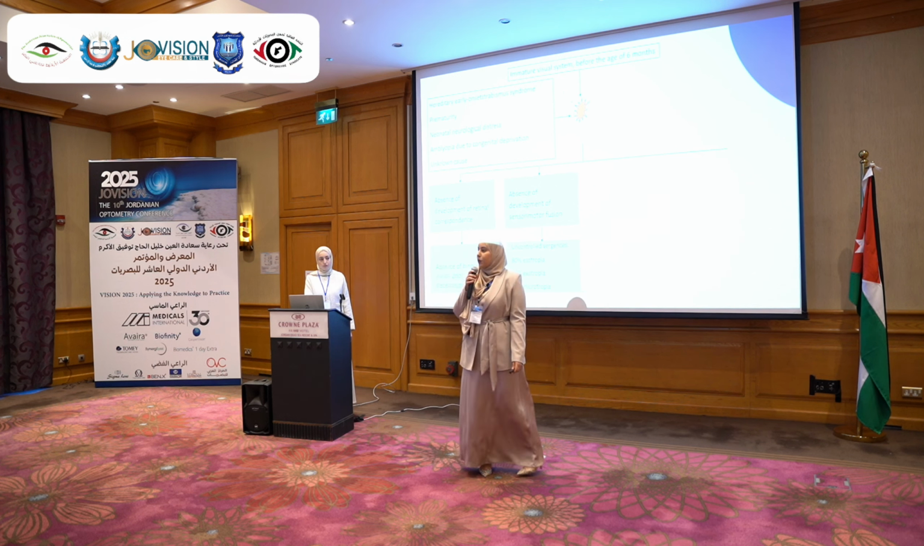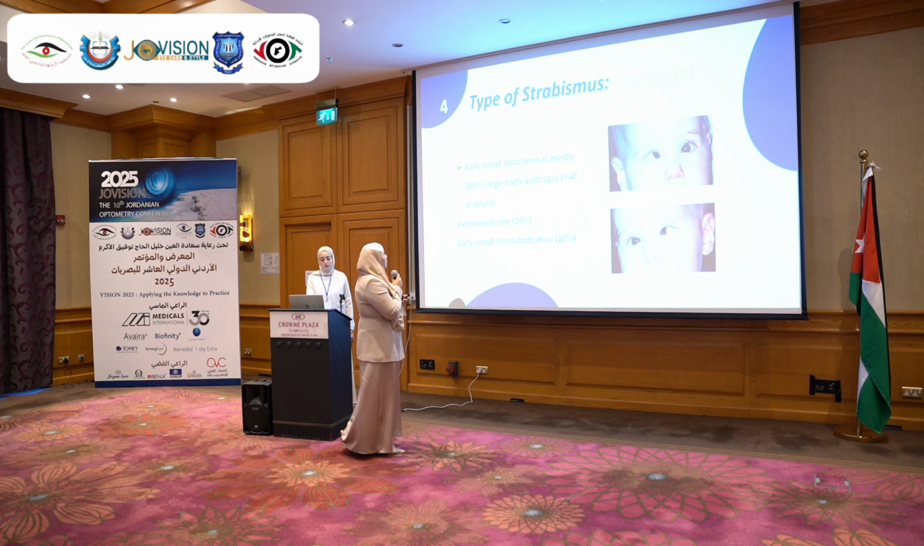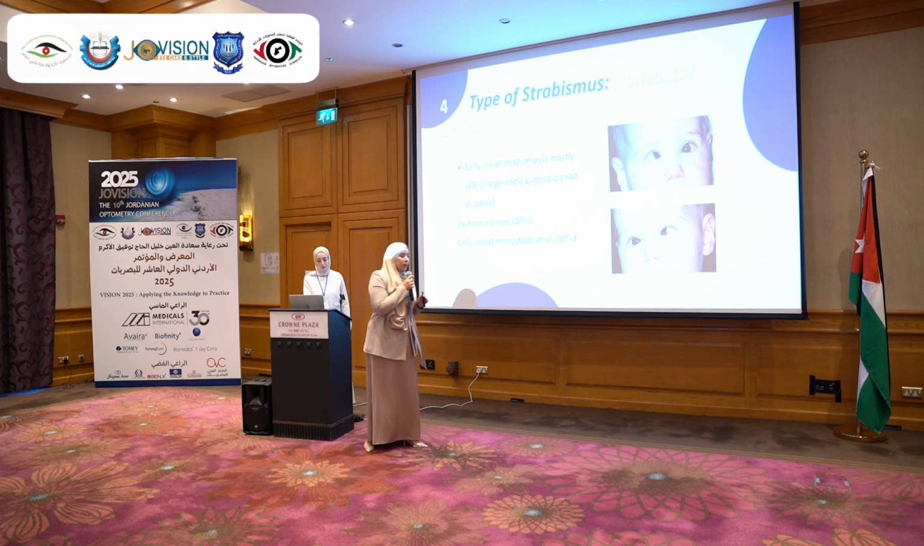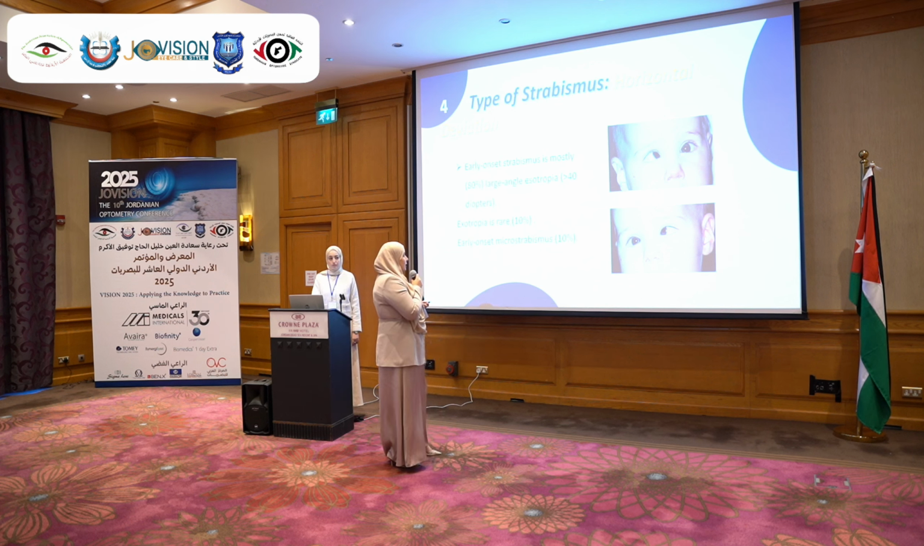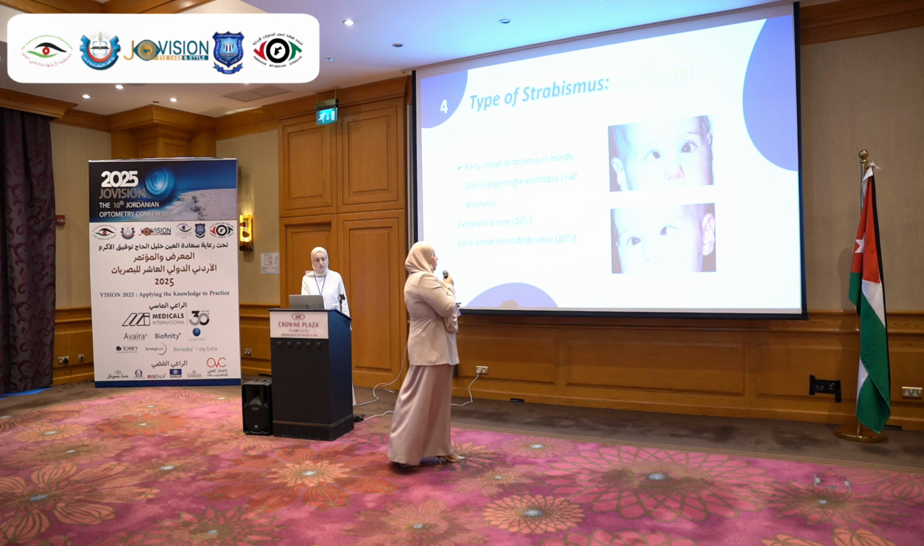Now we pass to the types of strabismus to understand better. We start with the horizontal deviation, as we mentioned on the previous slide, where we have 80% esotropia, 10% exotropia, and 10% microtropia. The 80% esotropia is defined by a very large angle, more than 40 diopters. As we see here, we have this child with early onset strabismus, esotropia, with a very large angle, and their eyes fix in different fields with alternation.